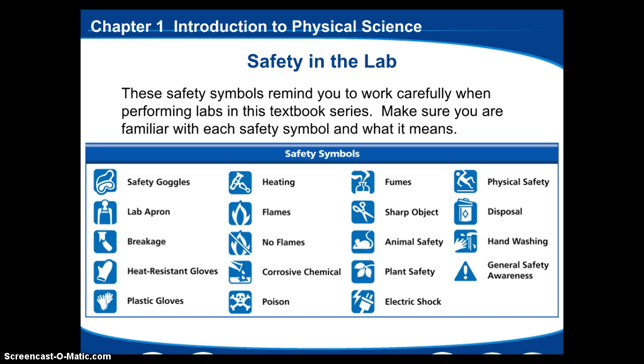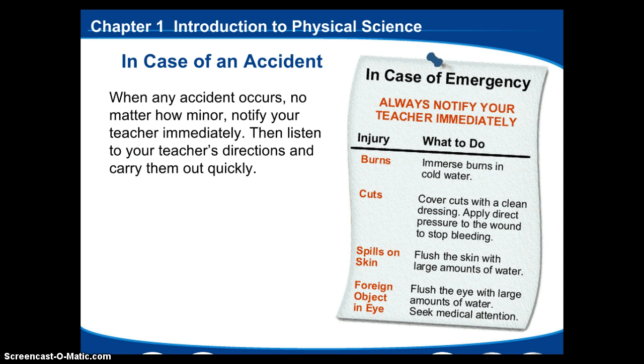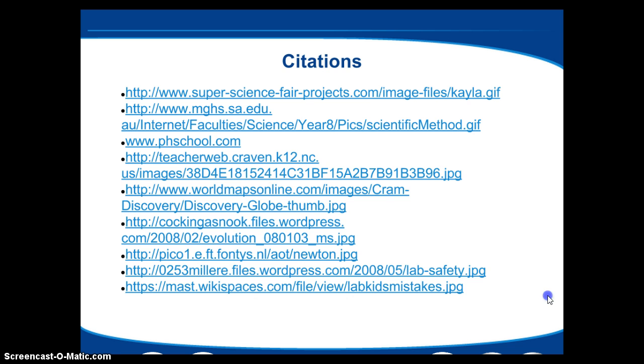These are some of the icons you might see that help us with the types of lab safety that we need to observe when we're doing an activity in class, and they're usually in the textbook. Again, in case of emergency, the first thing you do is notify your teacher immediately, and then she will probably give you directions like these over here about what you should do if there's a burn or a cut or a spill or something in your eye.